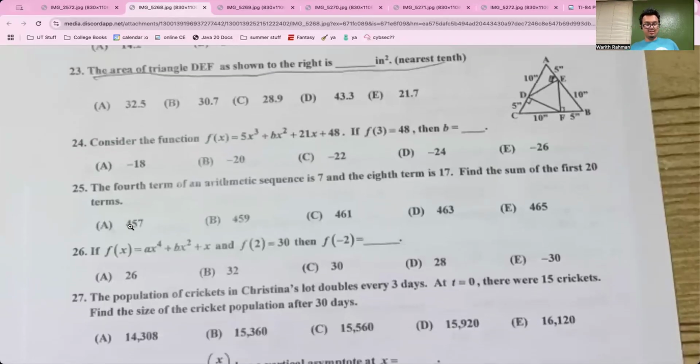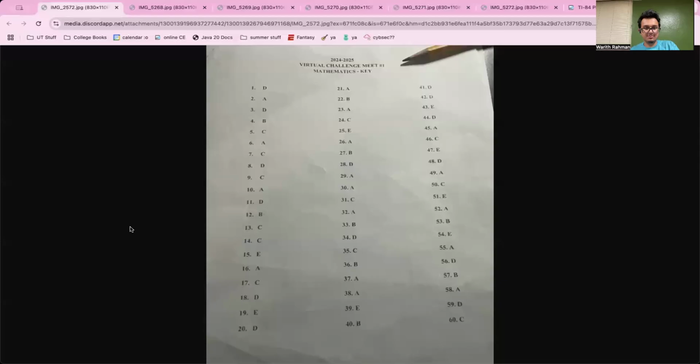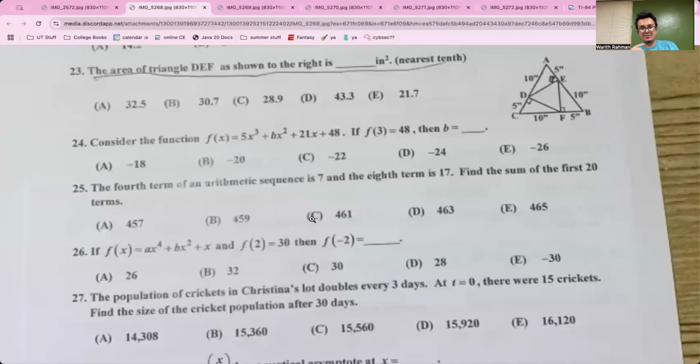Consider this function. If f of 3 is 48, what is b? Okay, this I'm not going to write down. I think this should be a pretty free one. If you plug x equals 3 into this, you should get something plus 9b plus something equals 48. I just saw someone in the chat get that. You just solve for b. It's c, it's negative 22 apparently.